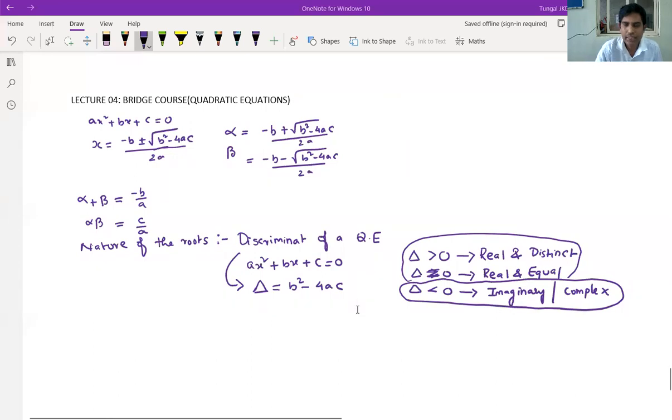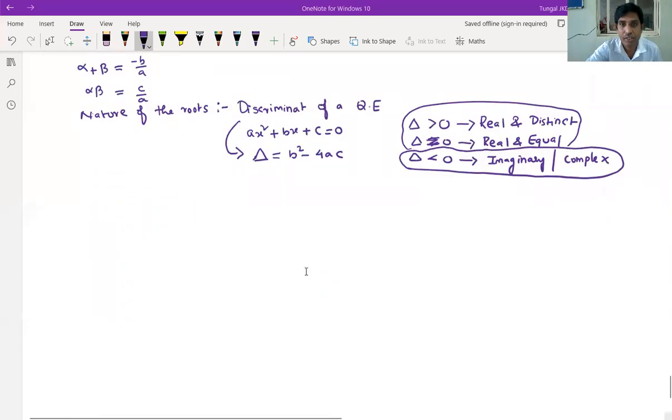Right. So based on the discriminant, we can decide the nature of the roots, whether real and distinct, real and equal, or imaginary roots. Understood? Now we will discuss some problems based on what we discussed in the last class. One by one, if you observe the questions, you will get an idea how to solve.